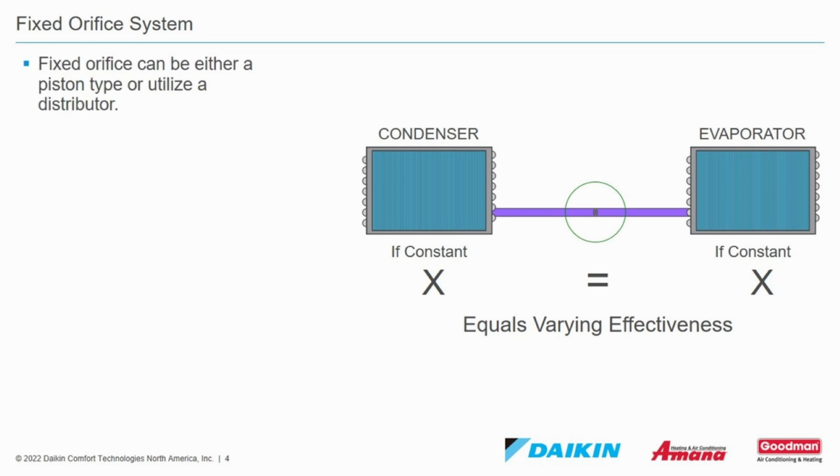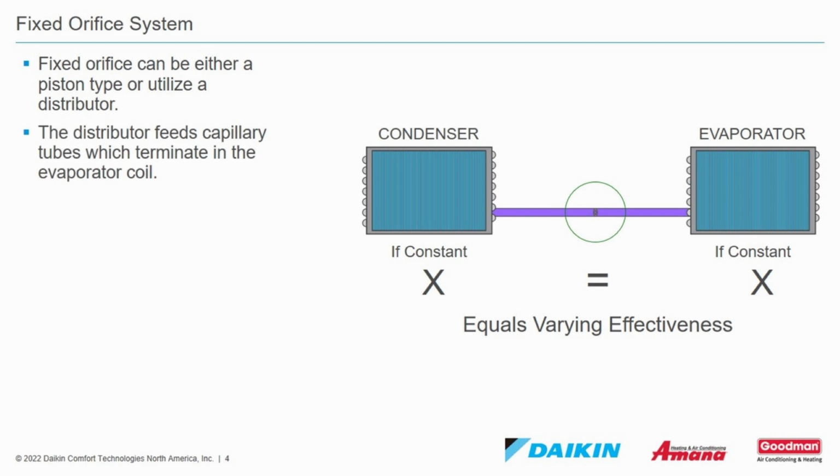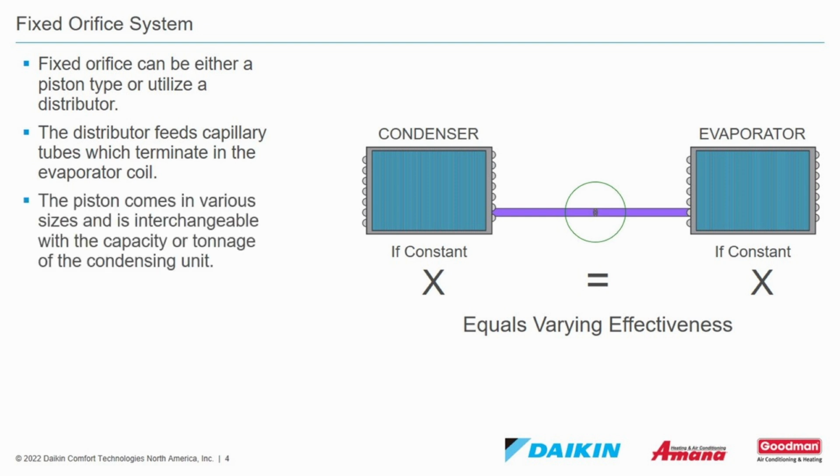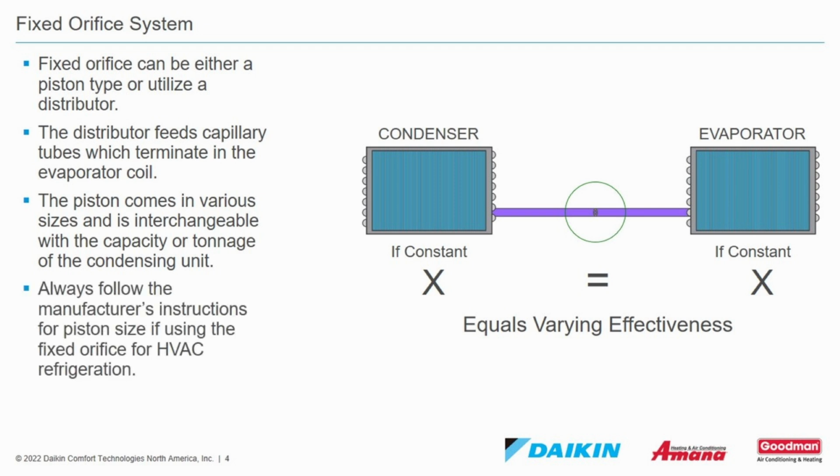Fixed orifices can either be a piston type or utilize a distributor. The distributor feeds capillary tubes, which terminate in the evaporator coil. The piston comes in various sizes and is interchangeable with the capacity or tonnage of the condensing unit. Always follow the manufacturer's instructions for piston sizing if using the fixed orifice for HVAC refrigeration.